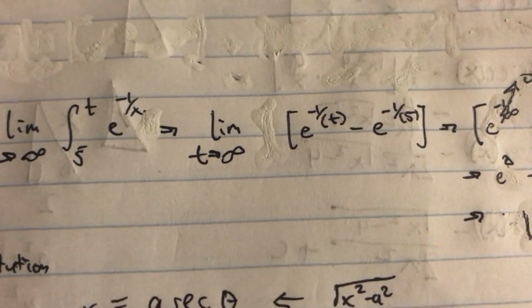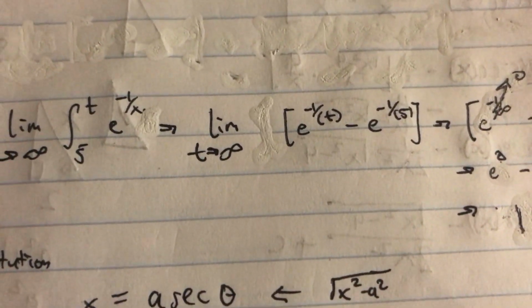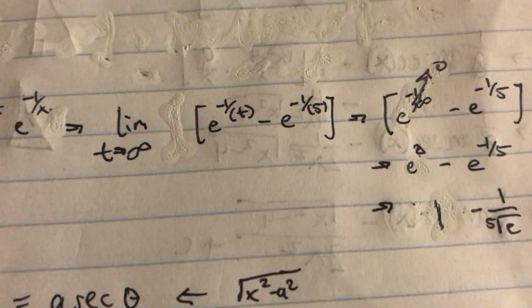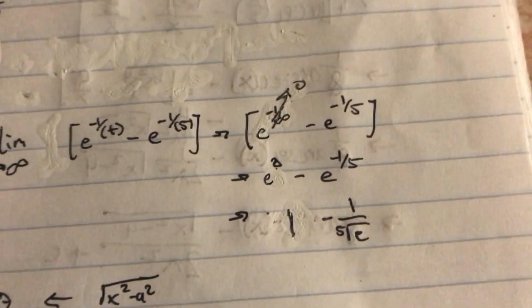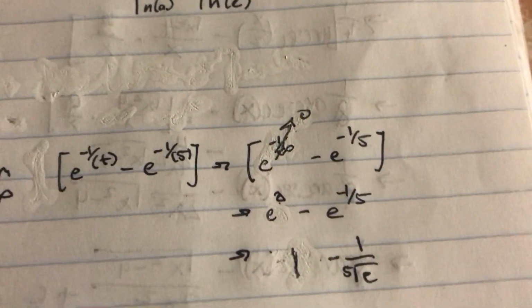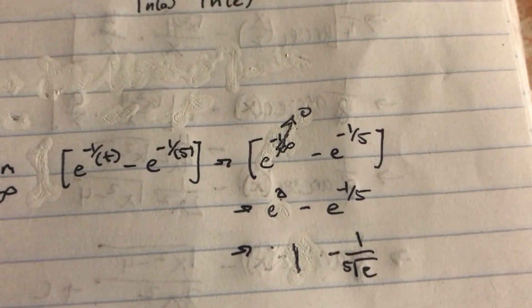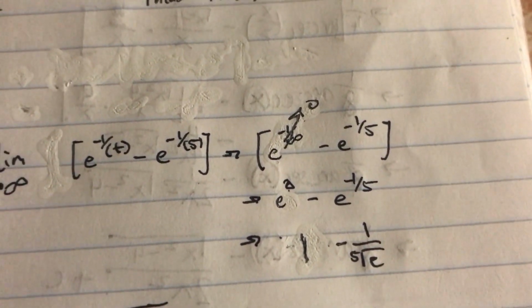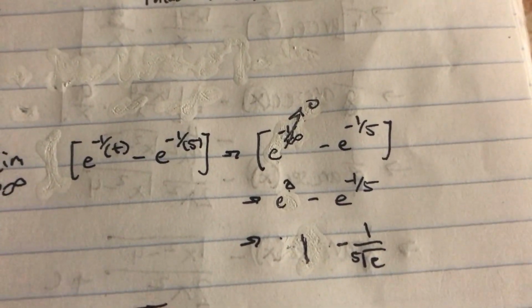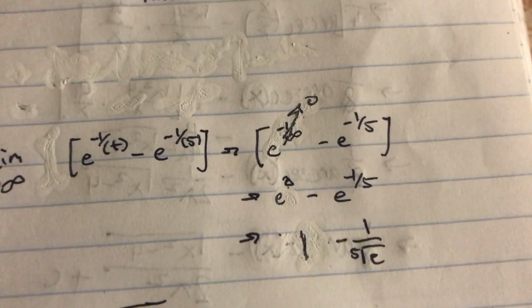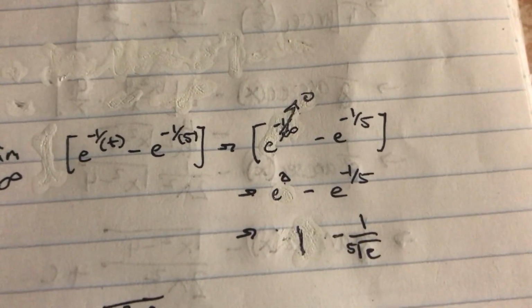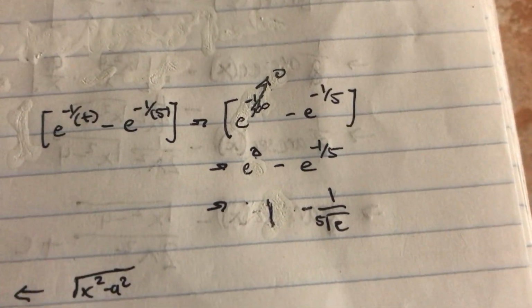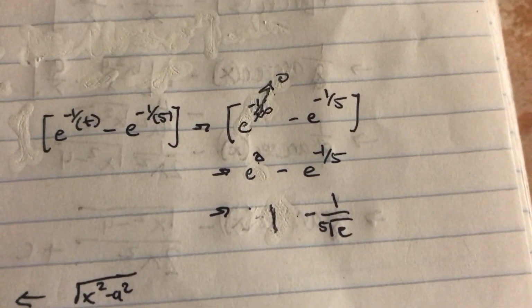So now it is e to the negative 1 over t minus e to the power of negative 1 over 5. And I plug in infinity where the t was, which makes it negative 1 over infinity. And that approaches 0 because as the denominator gets bigger, the overall fraction gets smaller. It approaches 0. Then I have minus e to the negative 1 over 5.